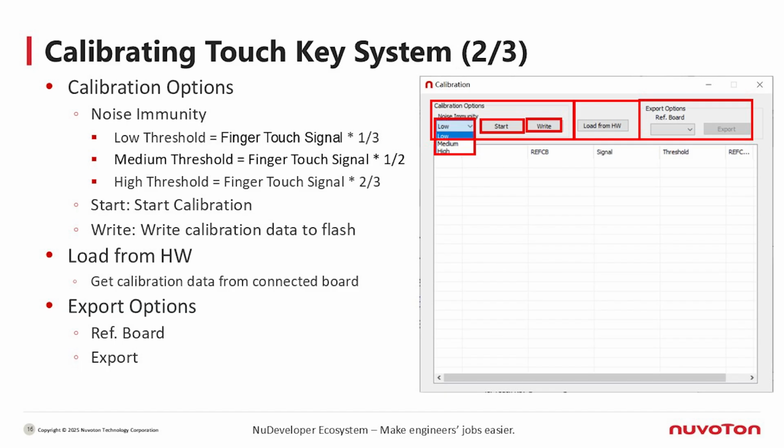The Start button is used to begin calibration. The Write button is used to write the calibrated values to the MCU. The Load from HW button is used to read the calibration values stored in the MCU. The Export Options section contains 2 buttons. Ref Board is used to select which of the multiple pieces of engineering samples to use as a reference, and Export is used to export the calibration values to a file.